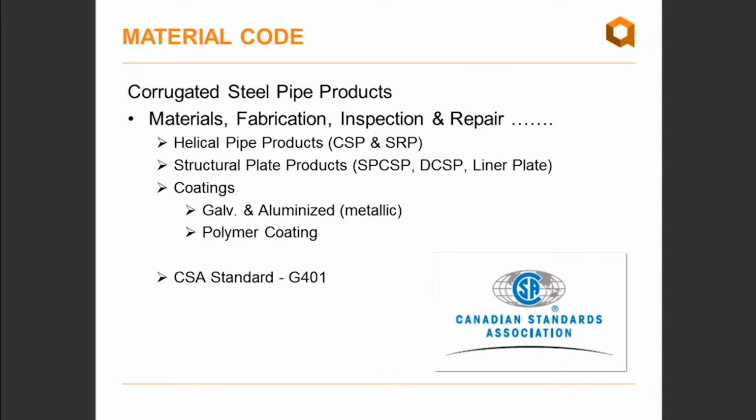So I wanted to mention that the CSA standard G40.14 governs all the material fabrication and inspection criteria for corrugated products. This also includes the coating, as well as the galvanized, as well as the STRATA-CAT or polymer coating presented here. You can download the CSA publication on the website.